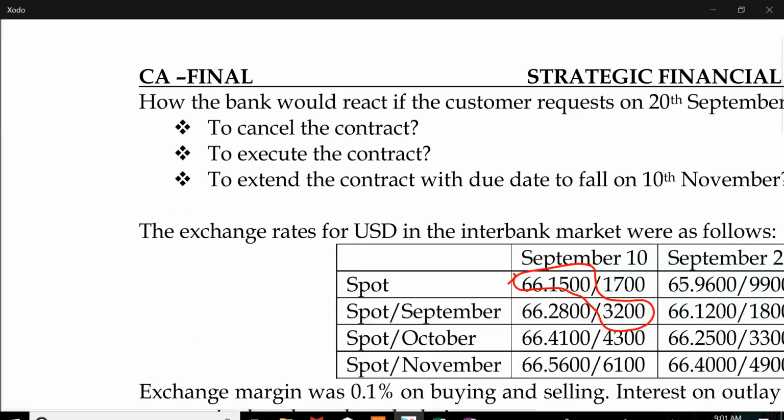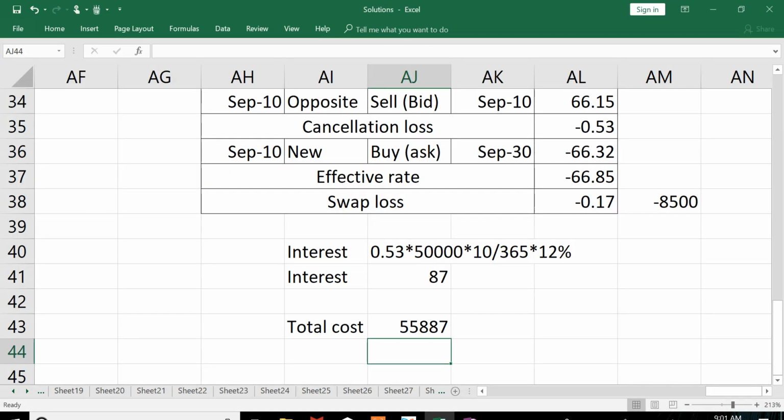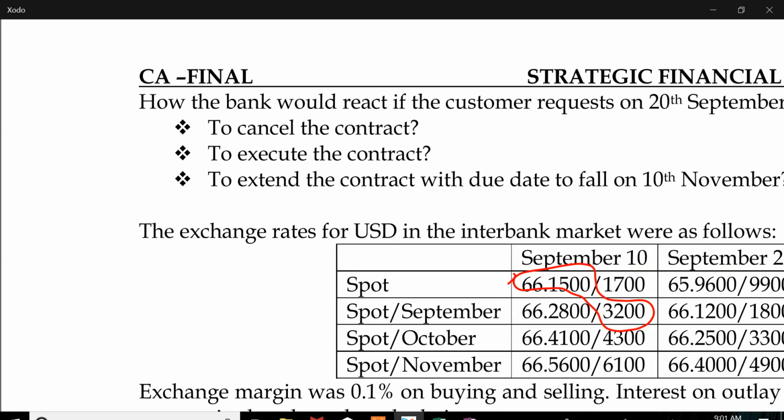Now come down. Scenario 1, cancellation of contract. The customer has to pay cancellation charges of rupees, how much we have decided? 55,000 all put together. Cancellation charges of rupees 55,887. Clear?